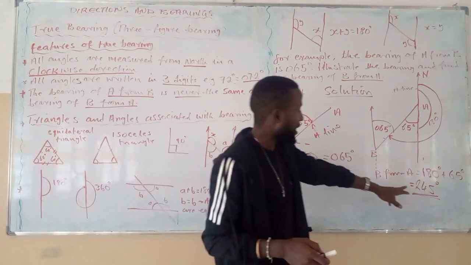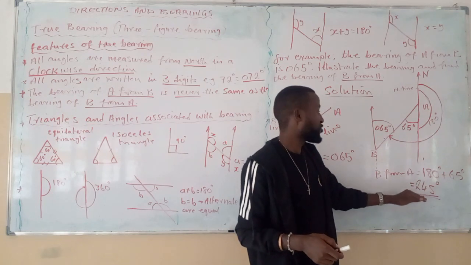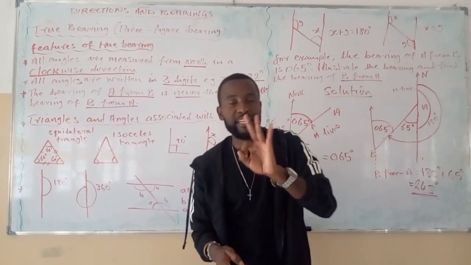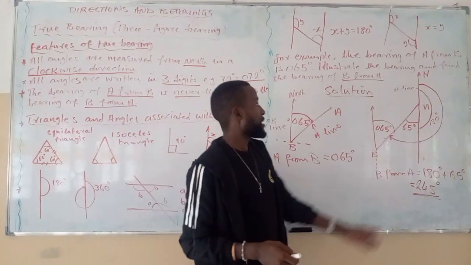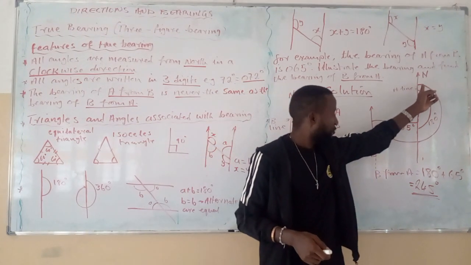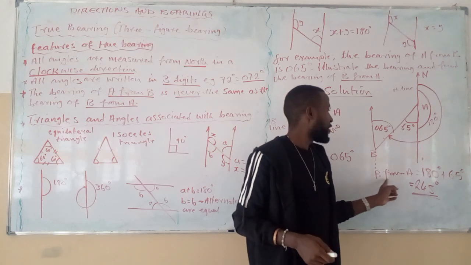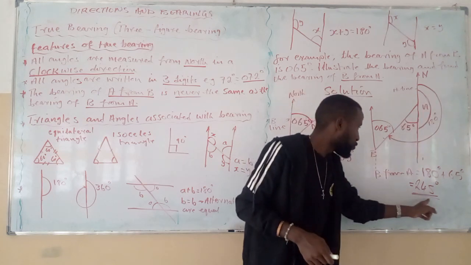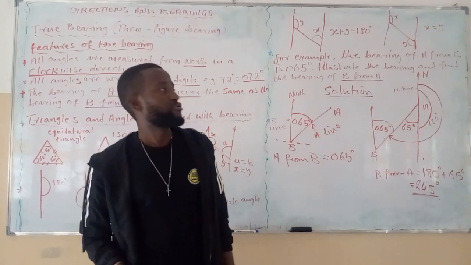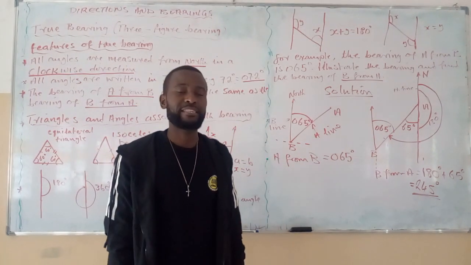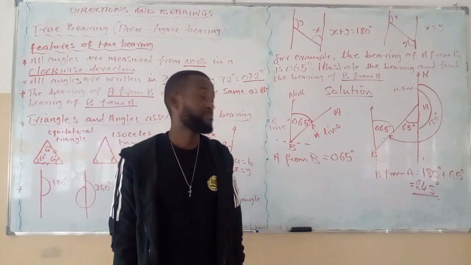Now look at this bearing. You don't have to put 0 here because it is already in three figure digits. So you leave it just the way it is. So the bearing of B from A is equal to 245 degrees. So this is how you answer these kinds of bearings.